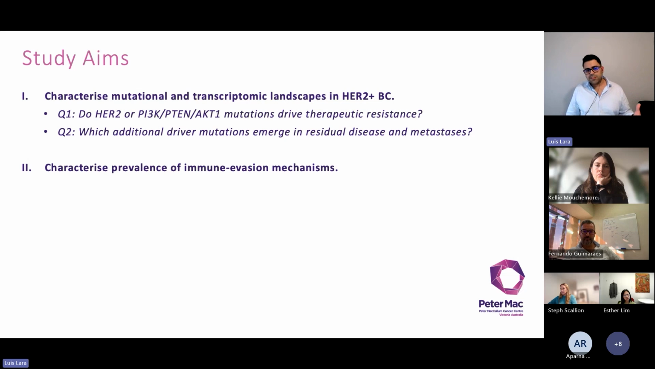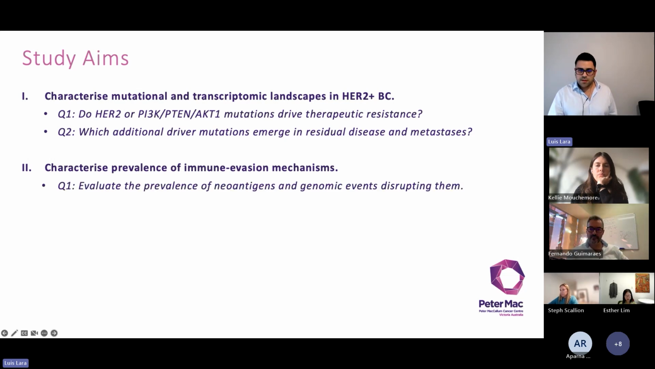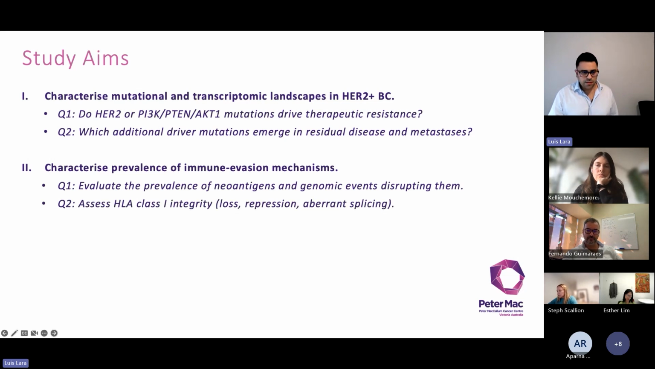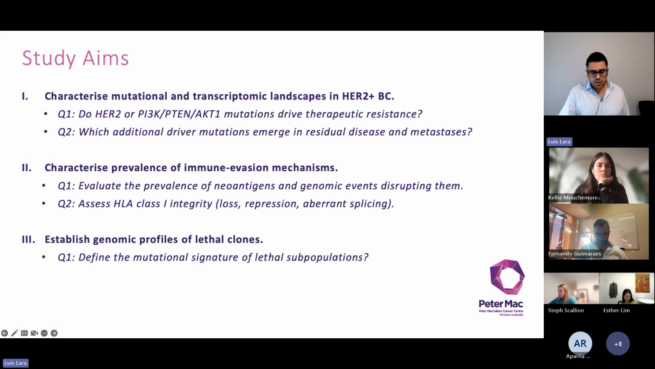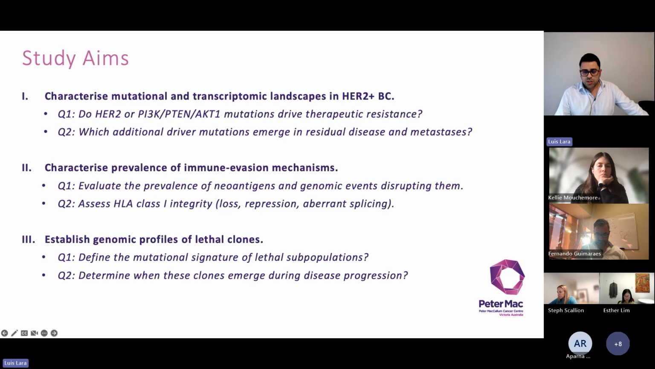Naturally, we want to characterize the immune system as well, to have a rationale for immunotherapy in these cases, by evaluating the prevalence of neoantigens, and whether there are genomic events diluting that exposure of neoantigens. And of course, we want to establish the integrity of the HLA and the MHC class 1 antigen presentation pathway, establishing HLA loss, repression, or aberrant splicing, which disrupt the capability of the immune system to recognize these cells. And finally, we want to establish the genomic profiles of those clones: what is their genomic composition, whether there are common mutations, and when they emerge in cancer evolution.